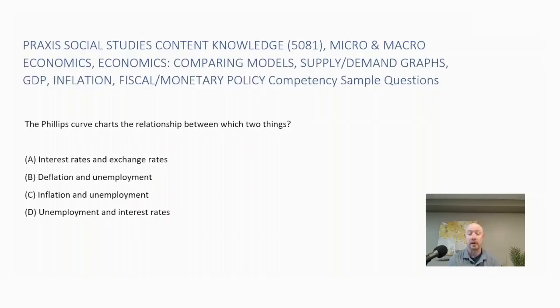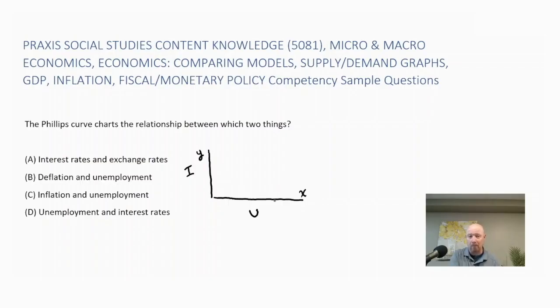The Phillips curve charts the relationship between which two things? Is it A, interest rates and exchange rates, B, deflation and unemployment, C, inflation and unemployment, or D, unemployment and interest rates? All right, so let's set up the Phillips curve, and that is a curve that represents an inverse relationship. If we set up an X and Y axis, with unemployment on the horizontal or X axis, I'm going to use U for unemployment, and inflation on the vertical axis Y, I'm going to use I for inflation. What this says is that as unemployment increases, so as the X gets bigger, the inflation is going to come down.